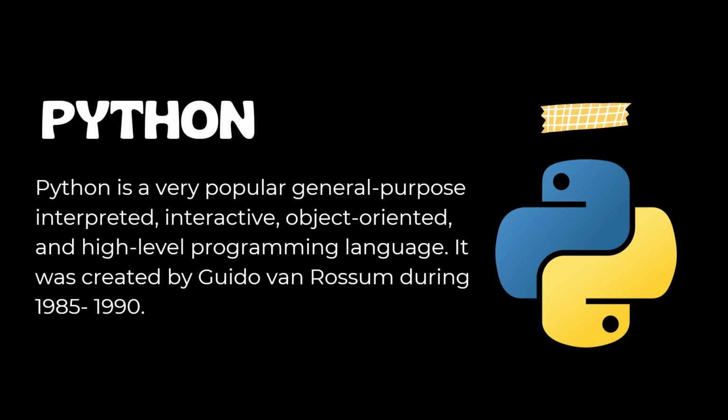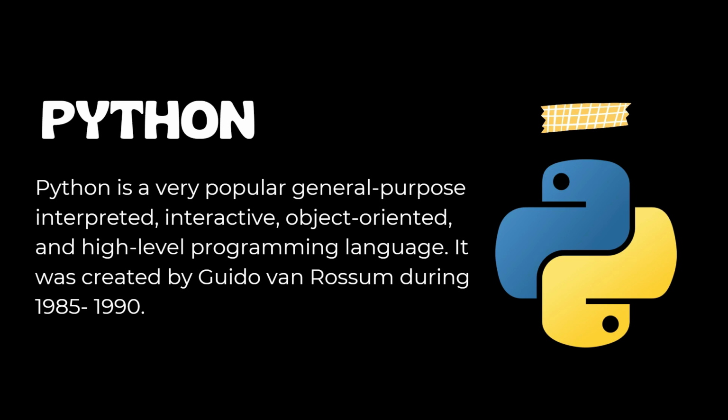So what is Python? Python is a very popular general purpose, interpreted, interactive, object-oriented, and high-level programming language. It was created by Guido van Rossum during 1985 to 1990. Python is very popular right now because of machine learning libraries like TensorFlow, Keras, OpenCV, and so on.